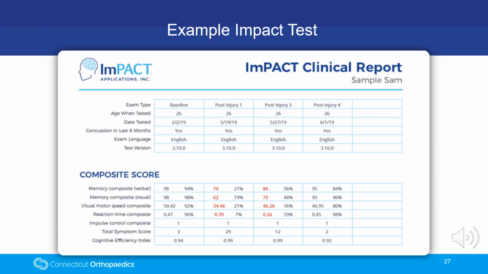Another test that should be performed following a concussion is the impact test. There should be an appropriate baseline prior to starting the season, and a retest should be performed following medical clearance. On this slide is an example of the scoring card following completion of the impact test.